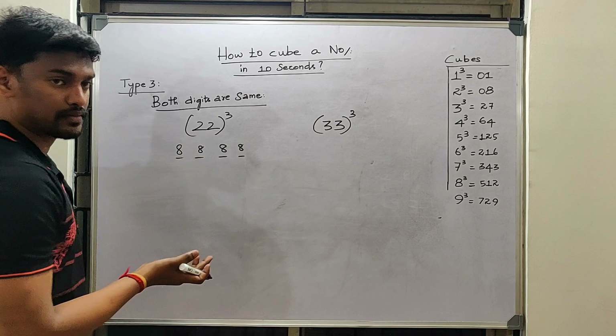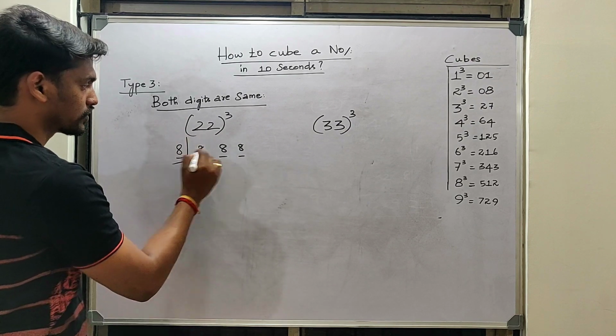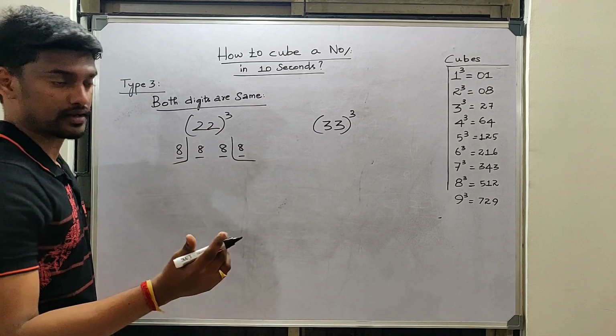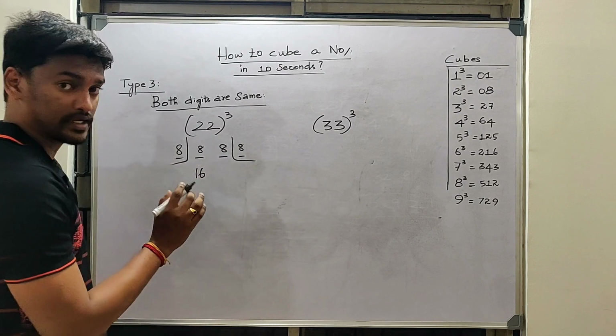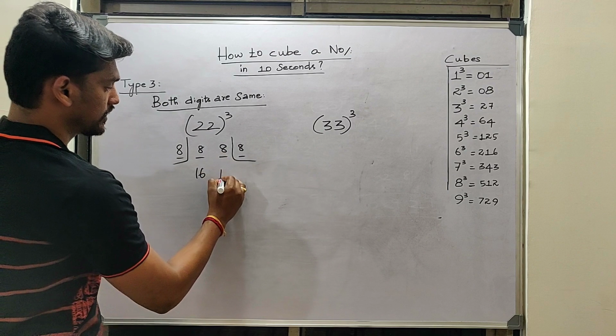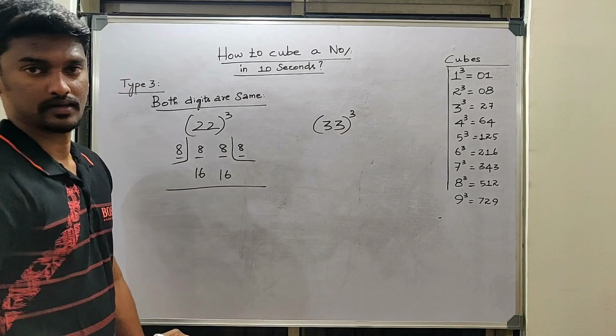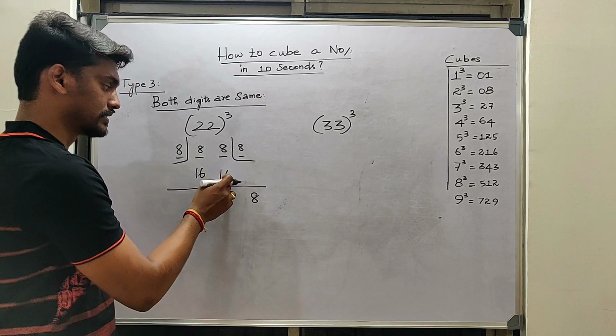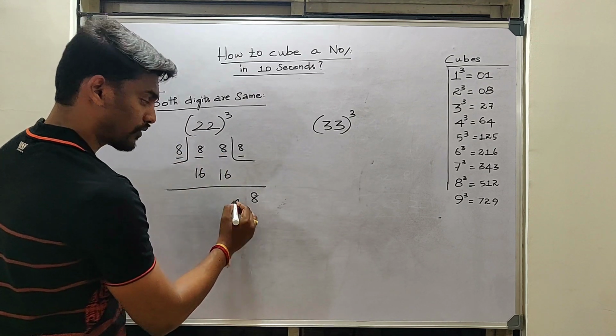Okay. So in second step it is as usual. You have to ignore the first and the last number. Take the middle two numbers and you have to double it. So 8 into 2 it is 16, as well as 8 into 2 it is 16. Okay. So then it is a normal addition. So 16 plus 8 it is 24.